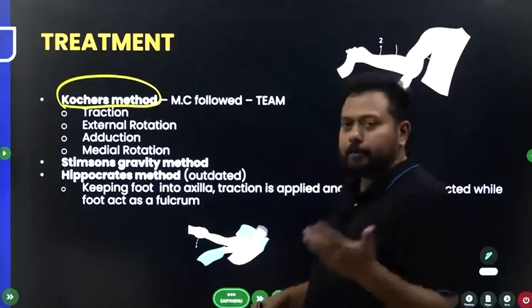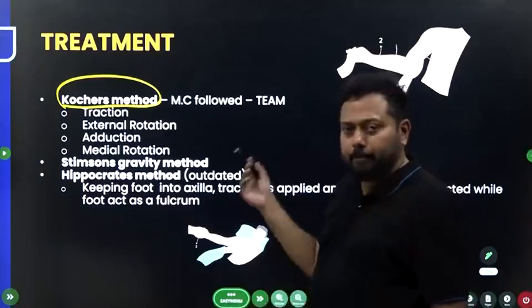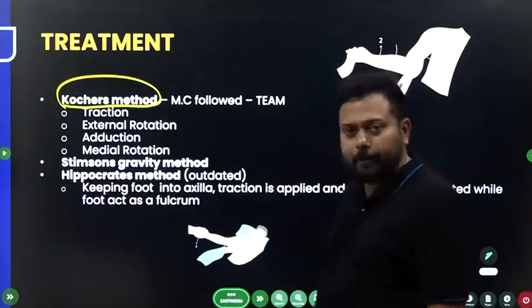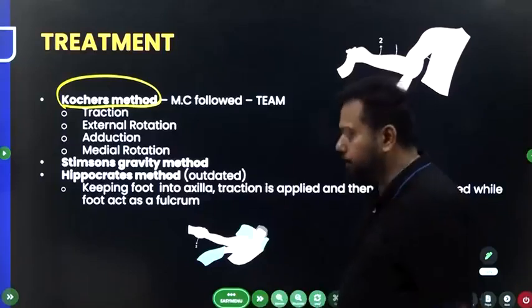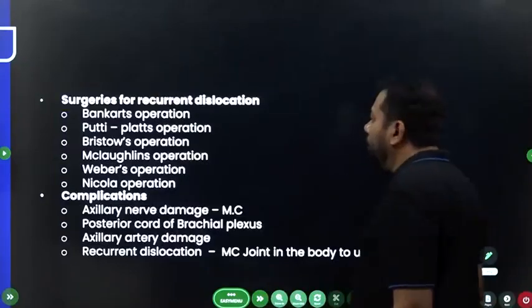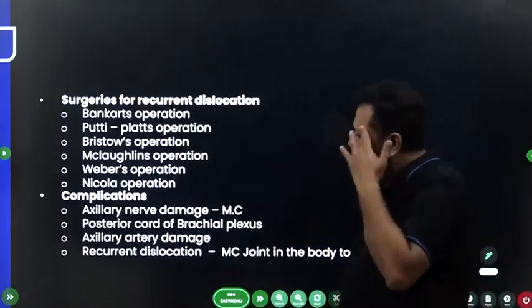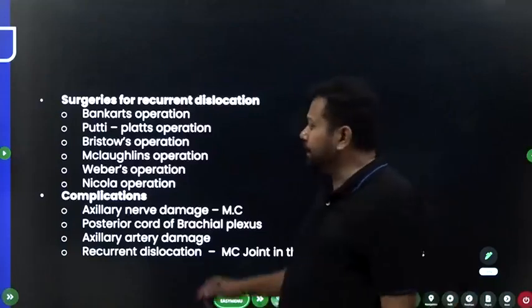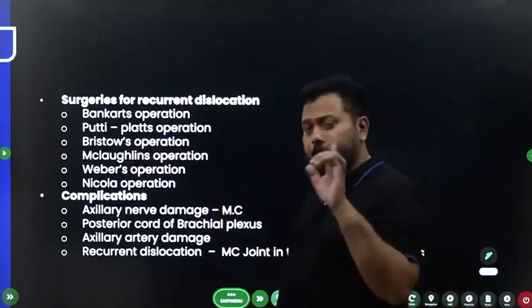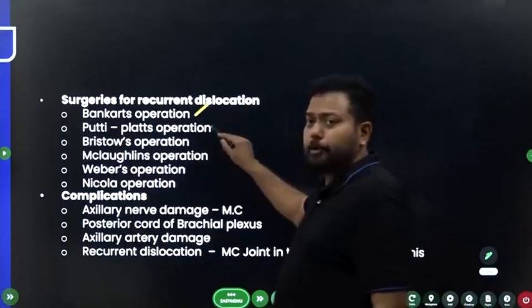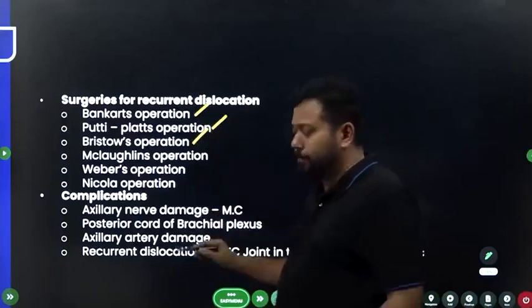The other two methods that were followed previously were called Stimson's gravity method and Hippocrates method, of historical importance. Now surgeries for recurrent shoulder dislocation, certain names they are asking. In the image based session, I will highlight that. Bankart's operation, Putti-Platt, Bristow. These 3 names you remember.